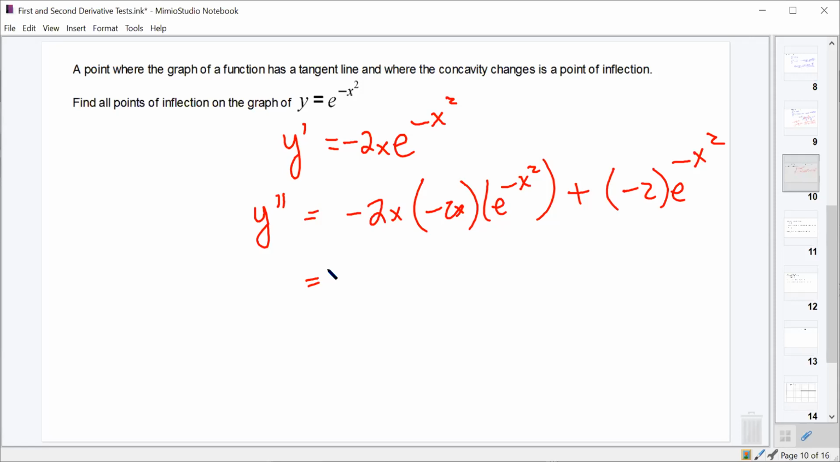And what can we factor out of that? E to the negative x squared. Exactly. So we'll take out the e to the negative x squared, and what are we left with? We're left with 4x squared minus 2. And so first off, when is that undefined?